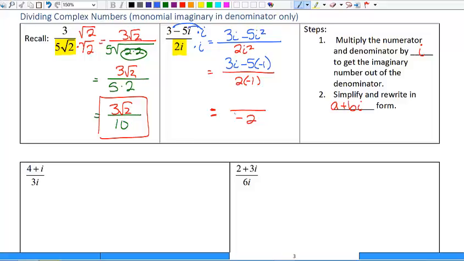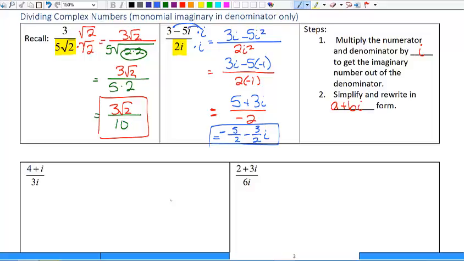Now, please remember that it has to be rewritten in a plus bi form. So the 5, which is a real number, should go first, and the plus 3i, which is an imaginary number, should go second. Now, this is still not quite in a plus bi form. This is an a plus bi divided by a real number form. So to make it all the way in a plus bi form, we're going to take the 5 over the negative 2, and then we're going to take the 3 over negative 2. 3 divided by negative 2 is negative 3 halves i. So that negative in the denominator could possibly go out in front to make it a little bit neater. And that is my final answer.